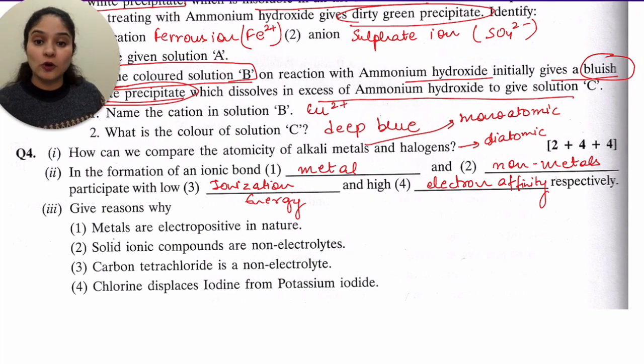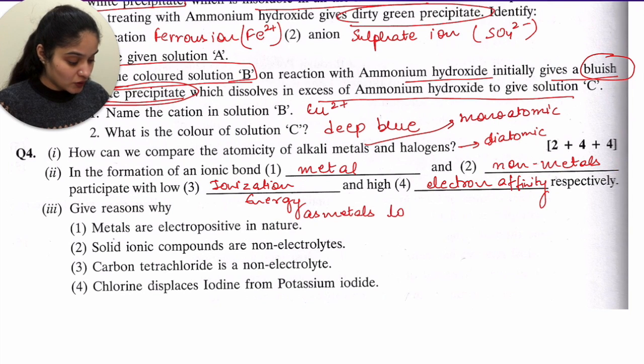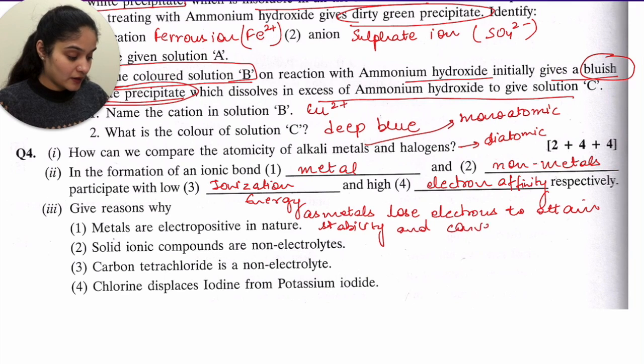Give reasons why metals are electropositive in nature. They are electropositive because they can lose electrons to attain stability. So I'll just quickly write that: metals are electropositive in nature as metals lose electrons to attain stability and convert into cation. I hope that makes sense.